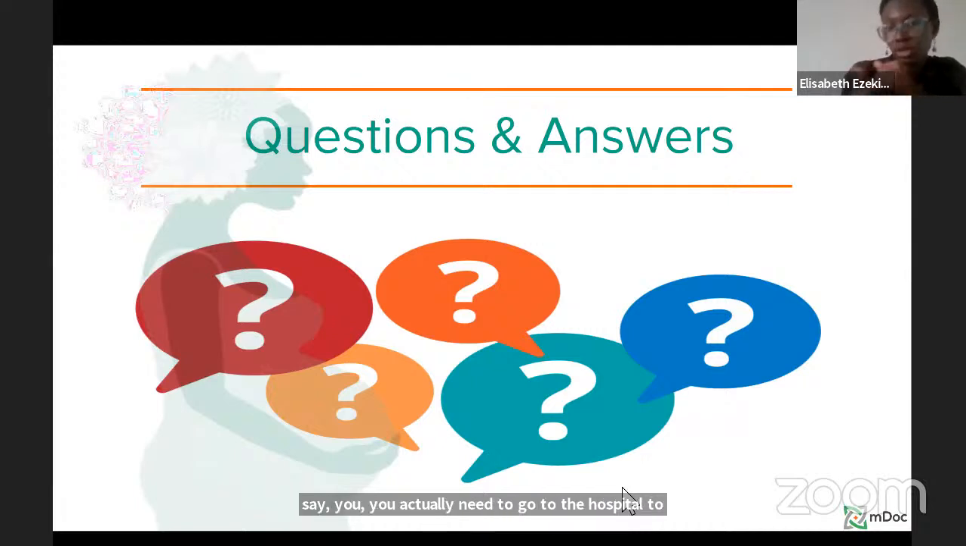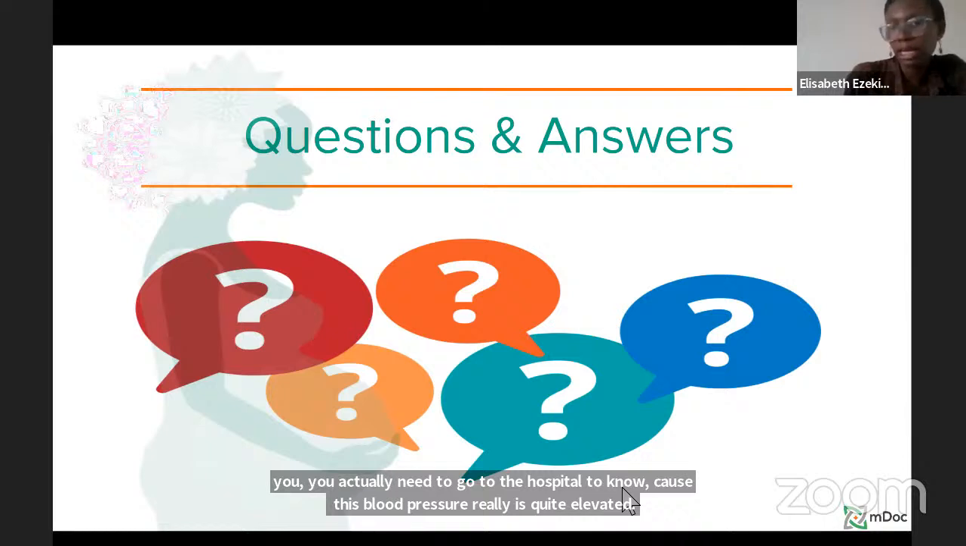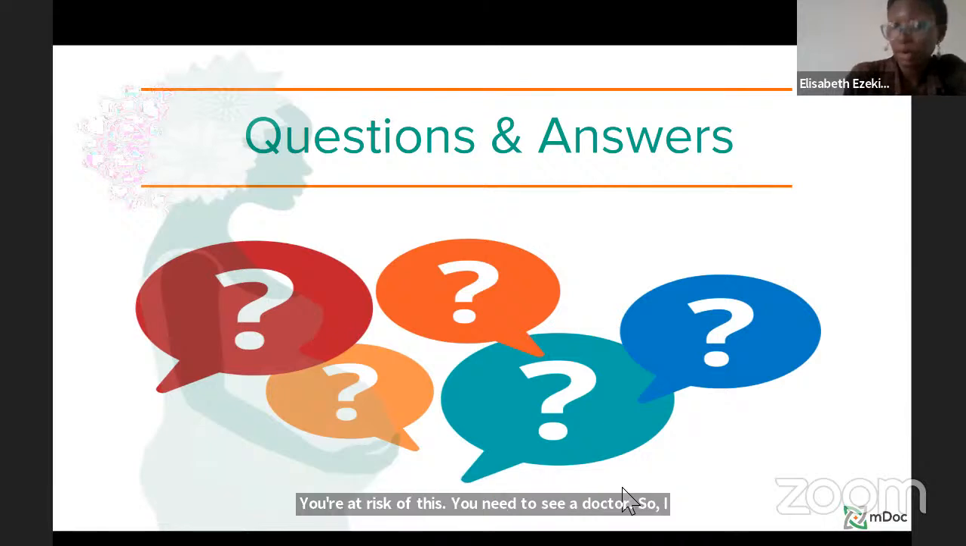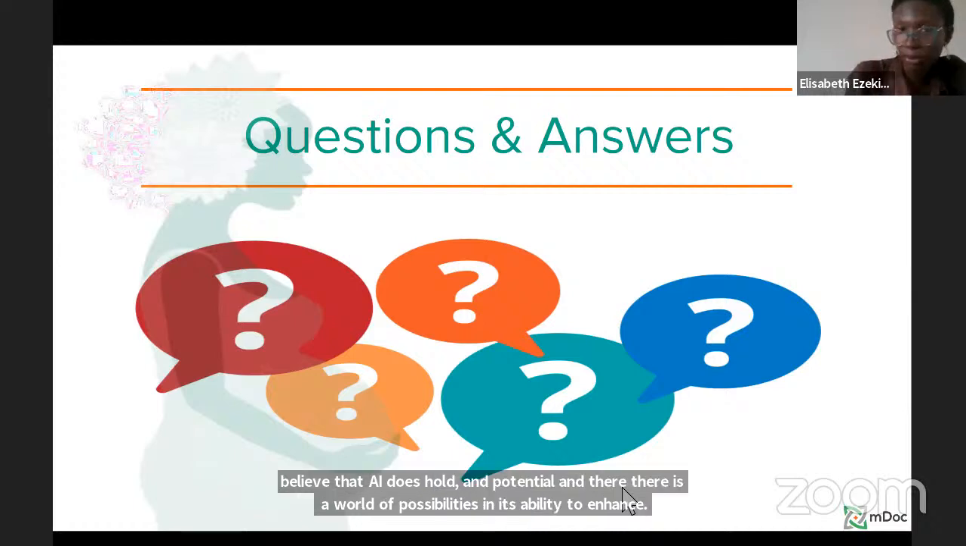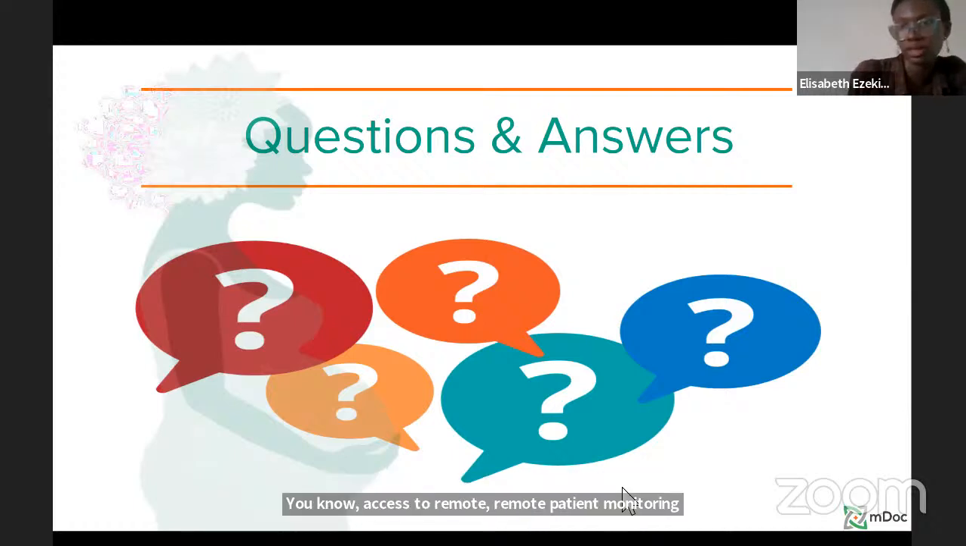You're at risk of this. You need to see a doctor. So I believe that AI does hold potential, and there is a world of possibilities in its ability to enhance access to remote patient monitoring and improve personalized care for patients.